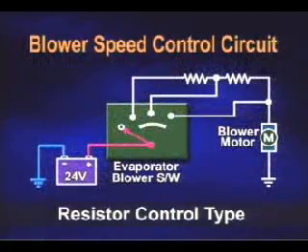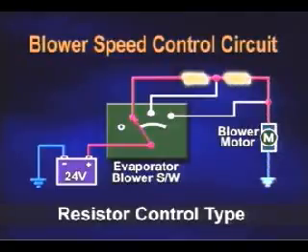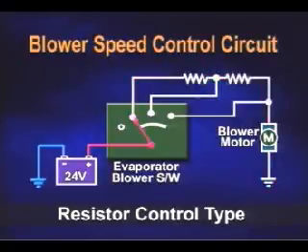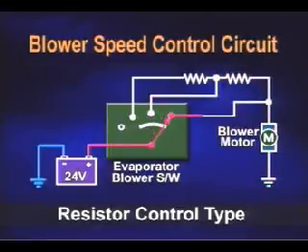The circuit diagram of the resistor control type is shown on the screen. In the case of blower low speed, power is supplied to the blower motor through 2 resistors, and the motor rotates at low speed. In the case of blower medium speed, power is supplied to the blower motor through 1 resistor, and the motor rotates at medium speed. In the case of the blower high speed, power of 24 volts is supplied to the blower motor without passing the resistor, and the blower motor rotates at high speed.